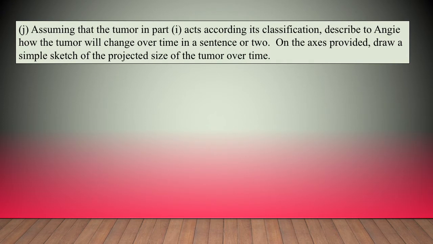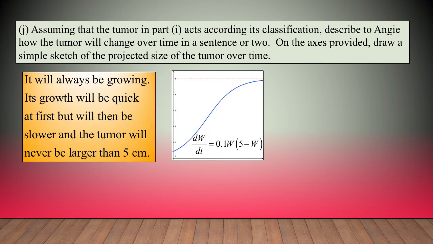Part J reads, assuming that the tumor in Part I acts according to its classification, describe to Angie how the tumor will change over time in a sentence or two. On the axes provided, draw a simple sketch of the projected size of the tumor over time. Since the model is logistic, the tumor is always growing. Its growth will be quick at first, but then will be slower, and the tumor will never be larger than 5 centimeters. We can see the graph, and it models the logistic curve in the S form with a horizontal asymptote at the carrying capacity of 5.